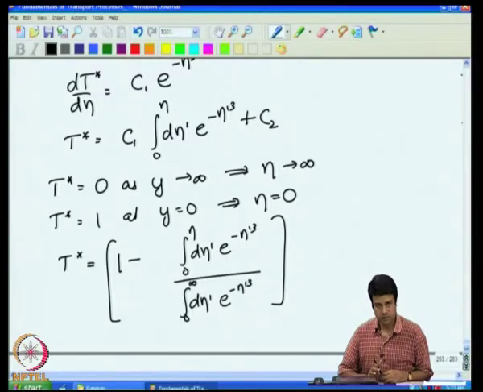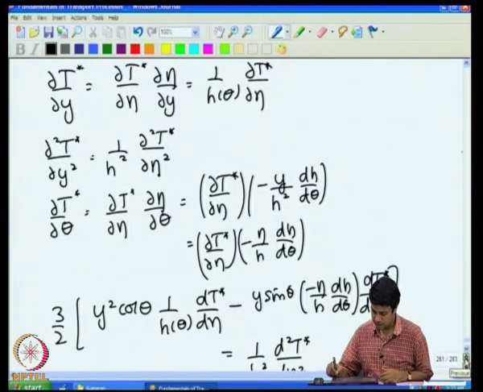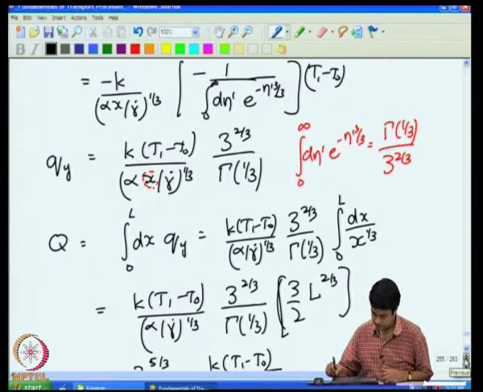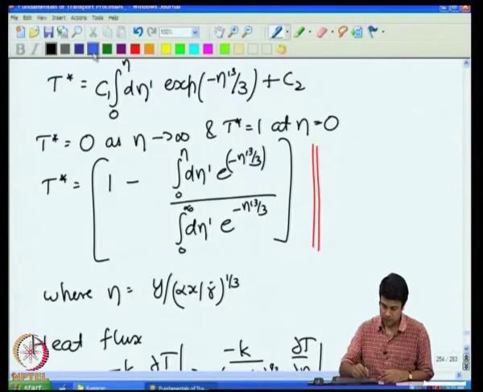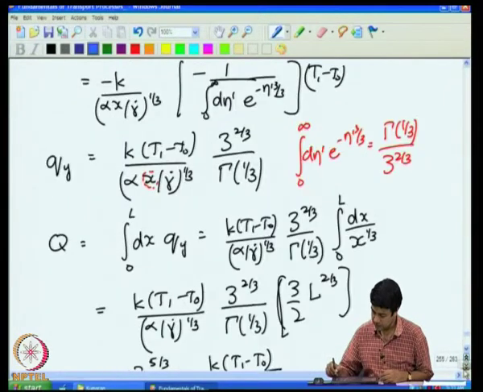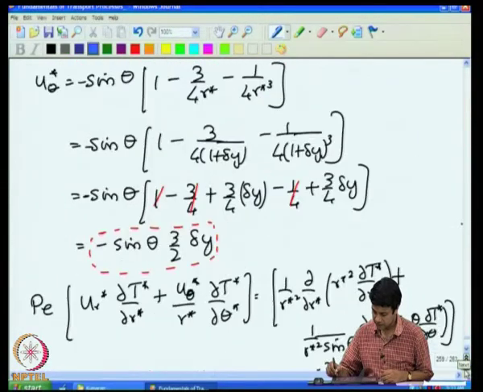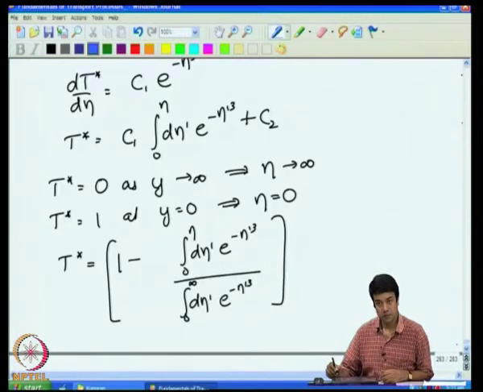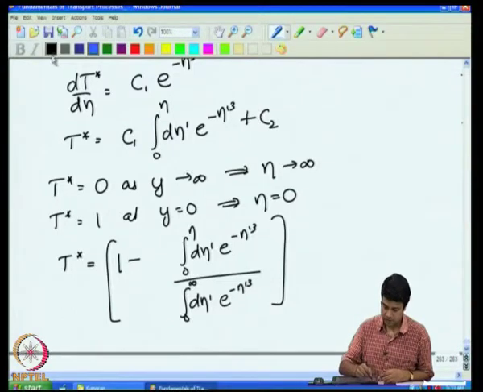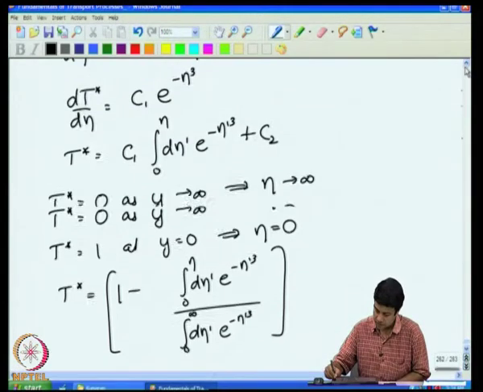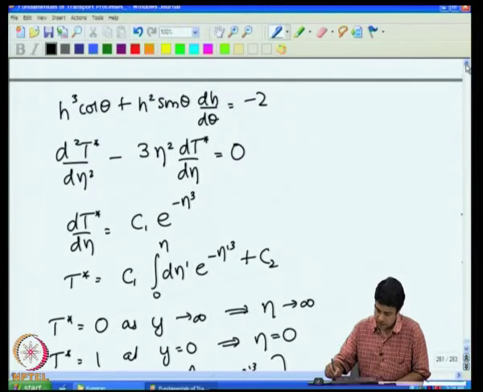And you can see that this equation looks remarkably similar to the equation that we got for the solution past a flat plate. If I just scale eta by 3 power 1/3, I will end up with exactly the same equation for the flow past a sphere. In fact, this will be the equation for the flow past an object of any shape, provided you have no slip conditions at the surface. What changes is this one.